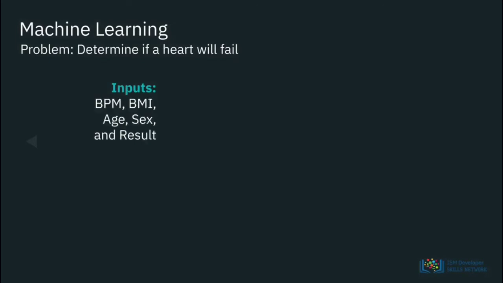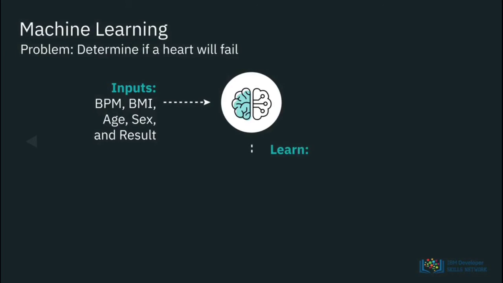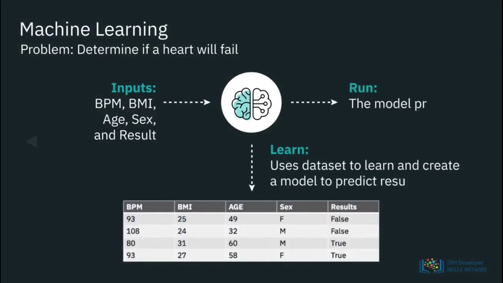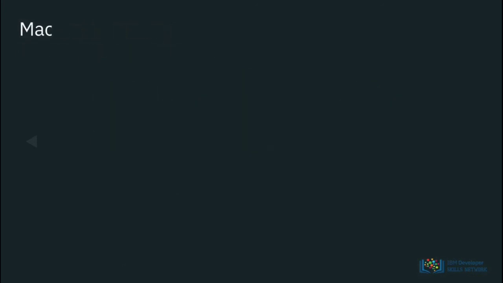What if we wanted to determine whether a heart can fail? Is this something we can solve with machine learning? The answer is yes. Let's say we are given data such as beats per minute, body mass index, age, sex, and the result, whether the heart has failed or not. With machine learning, given this dataset, we are able to learn and create a model that, given inputs, will predict results. So what is the difference between this and using a statistical analysis to create an algorithm?